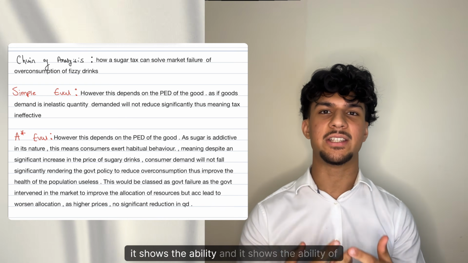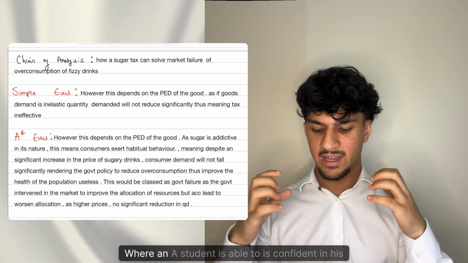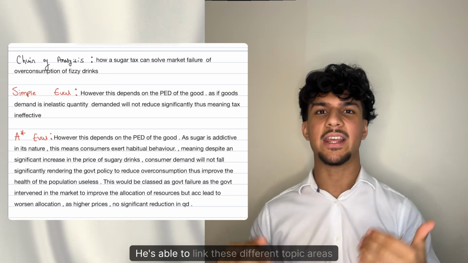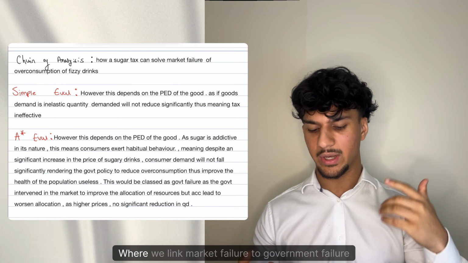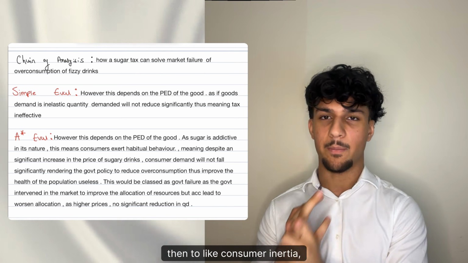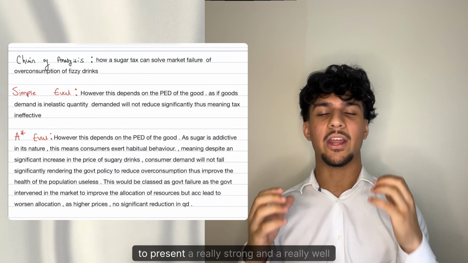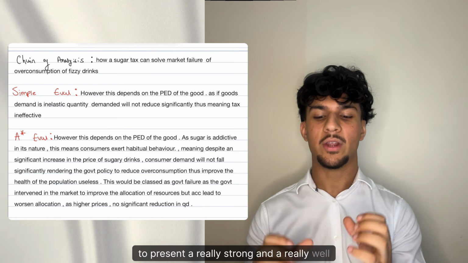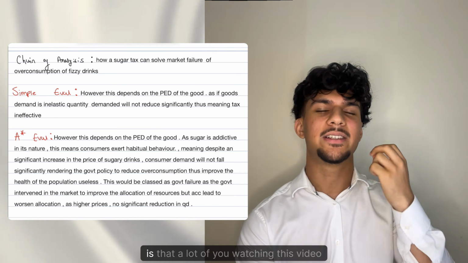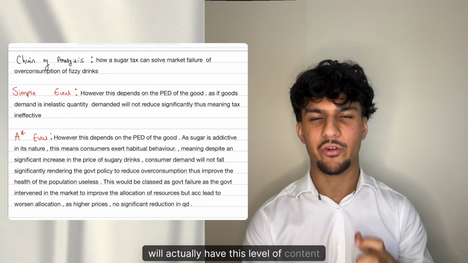It shows the ability of the writer, of the student, where an A-star student is confident in his content knowledge. He's able to link these different topic areas together, where we link market failure to government failure, then to consumer inertia and habitual behaviour. So all these topic links come together to present a really strong and really well-developed evaluation point. Now, the thing that makes me deeply sad about this is that a lot of you watching this video will actually have this level of content knowledge.